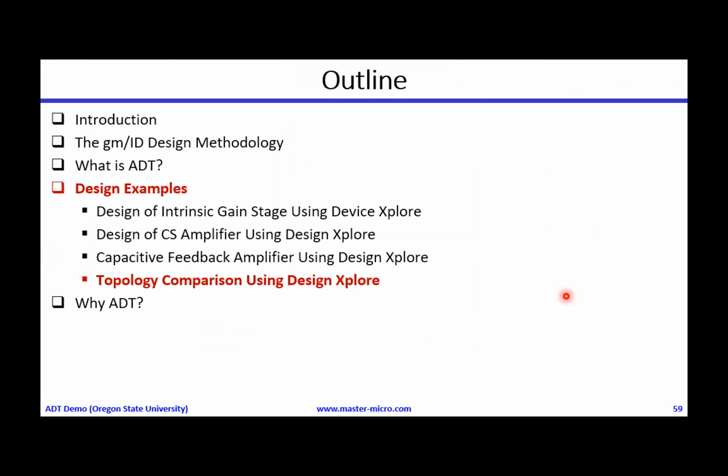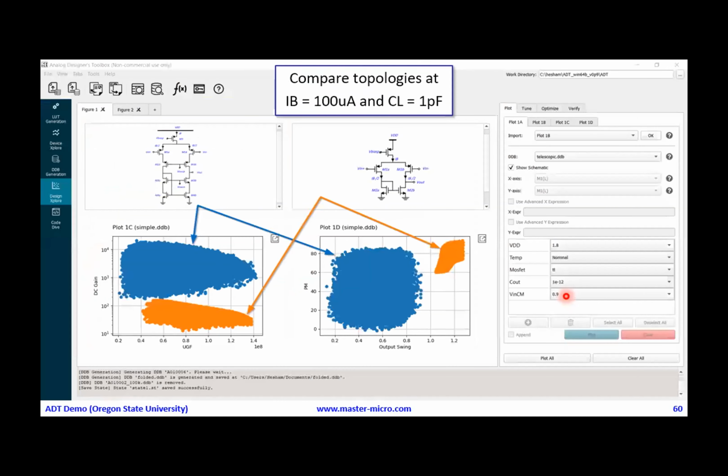The first thing in your design process is topology selection. And we actually help you to visualize the design space so you can very easily compare your topologies. For example, here I'm comparing a telescopic cascode with a 5T OTA. Here I can see what DC gain is achievable for both of them, what UGF is achievable, how the DC gain trades off with the UGF.